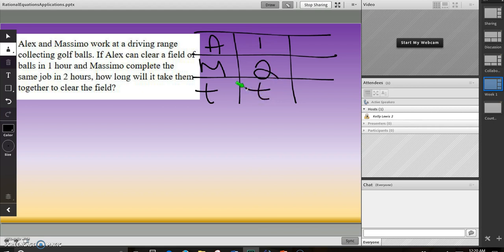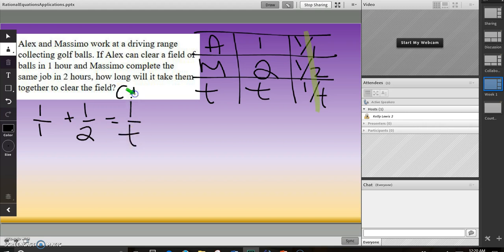All right, then you take the reciprocals. So 1 over 1 is just 1. 2 over 1, flip it, is 1/2. And then 1 over t. Then write that as an equation. So we get 1 over 1 plus 1 over 2 equals 1 over t.